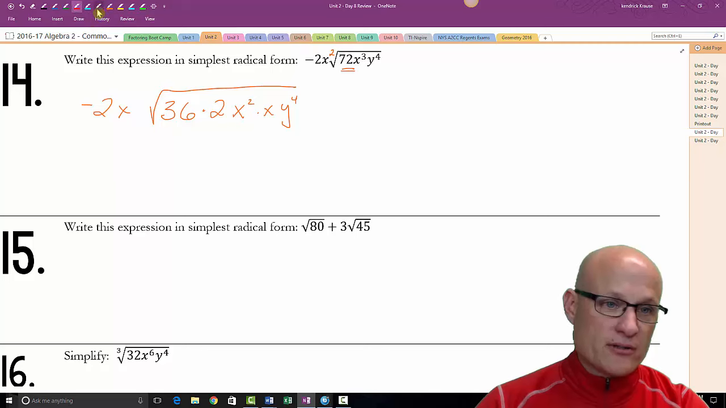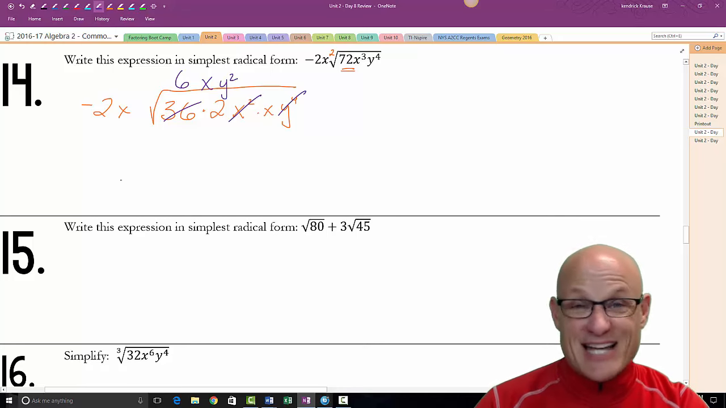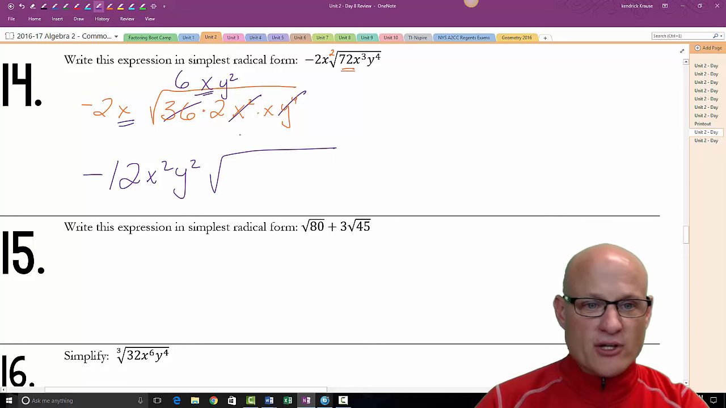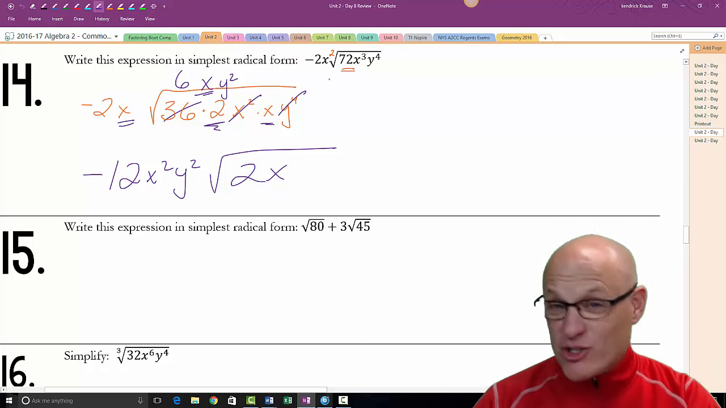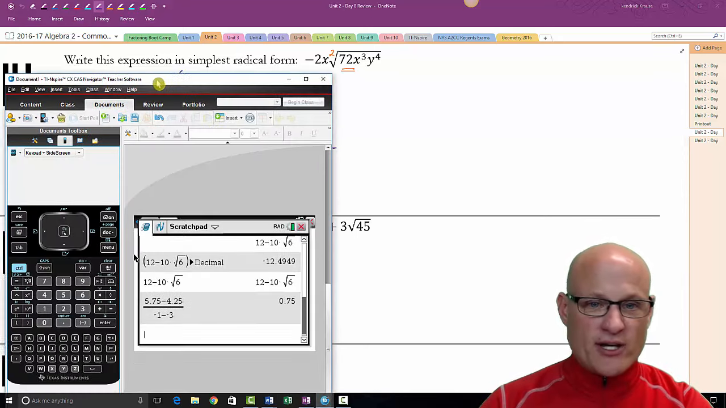So let's go through. Square root of 36 is 6. Square root of x squared is x. Square root of y to the 4th is y squared. So now I just got to put it all together. Negative 12. x and x makes x squared. y squared. Square roots of 2x. Now, you can check this one too. This one's a little bit weirder to check, but you certainly can check it.